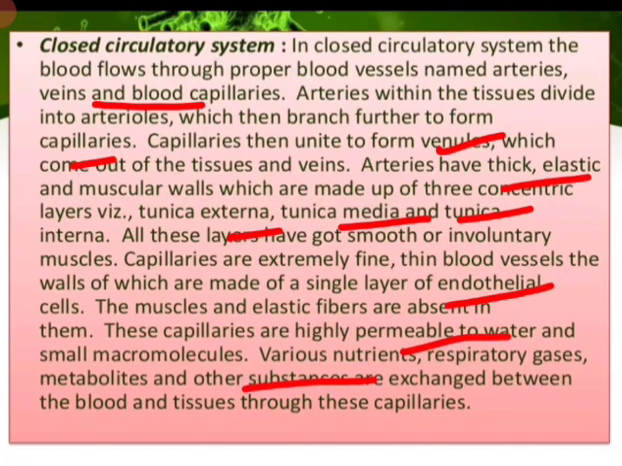Whereas arteries have thick, elastic, muscular walls, in capillaries no muscles are present, and they alone are responsible for the exchange of gases. The arteries branch into arterioles, arterioles branch into capillaries, capillaries combine to form venules, and venules combine to form veins. In that way the circulation goes on, and that is called the closed circulatory system.